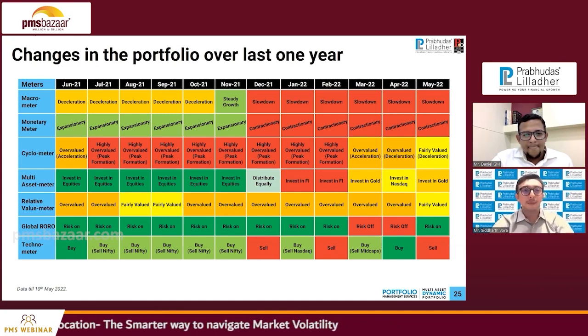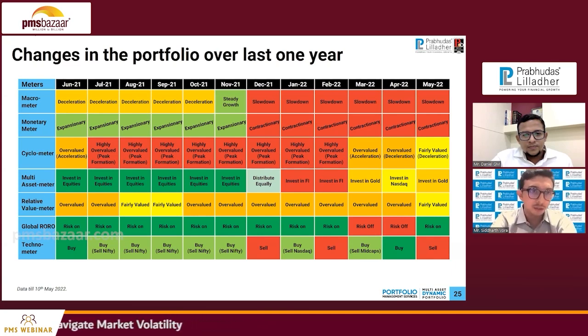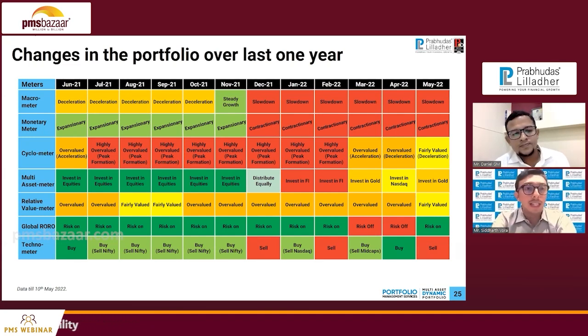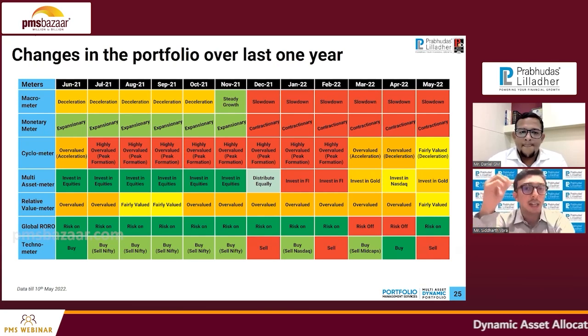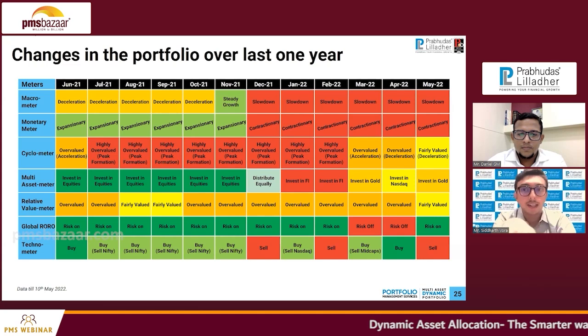Okay, so I'll come to that. I've put a snapshot of all the critical readings of the meters between June 21 to May 22. So what we've seen is that the economy has gone from deceleration to steady growth and now to slowdown. So that's an indicator of weakness. The monetary cycle has gone from expansionary to contractionary, again a sign of weakness.